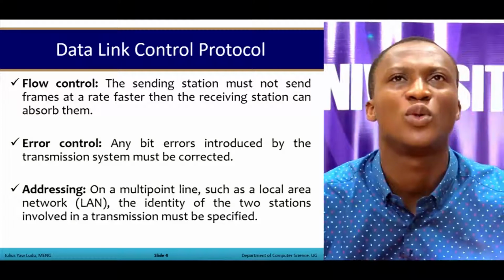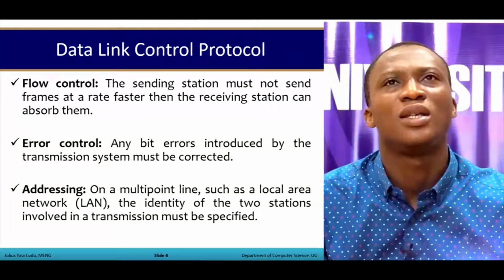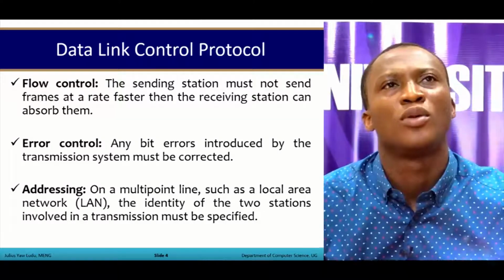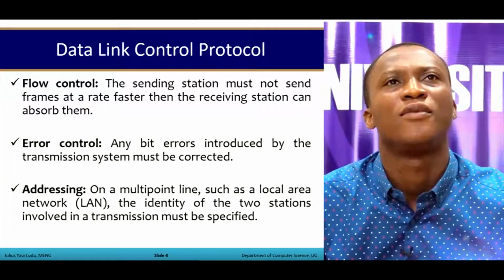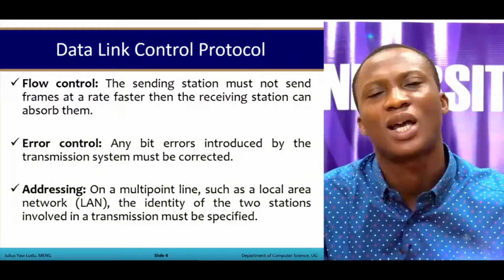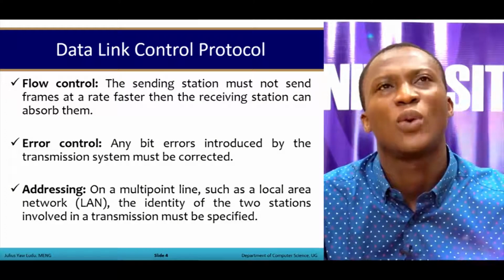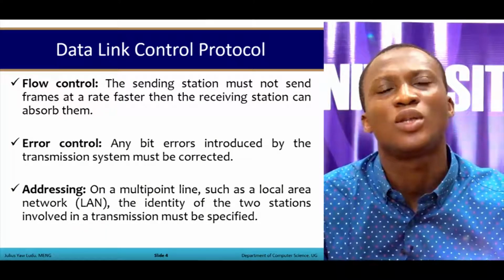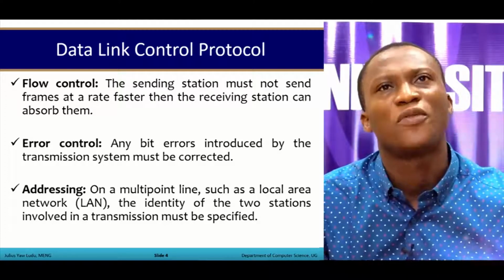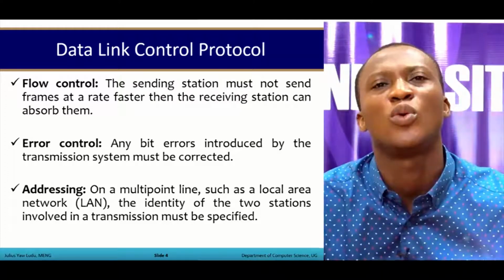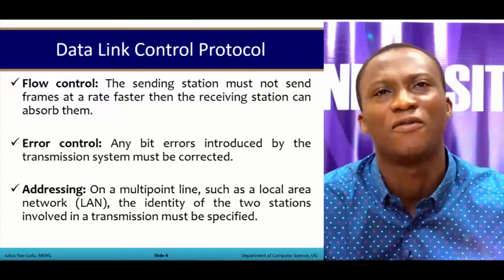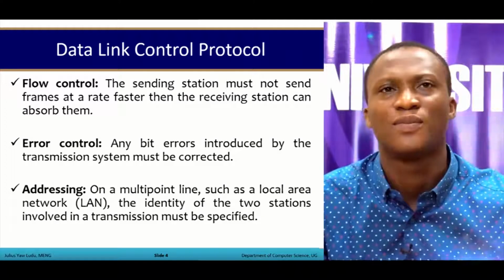What is flow control? Flow control has to do with the sending station not sending frames at a rate faster than the receiving station can absorb. In other words, the sending station shouldn't overwhelm the receiving station with data. So we need to find ways and means to control the amount of data that comes to the receiving station from the sending station.